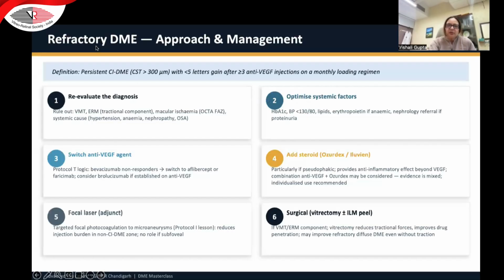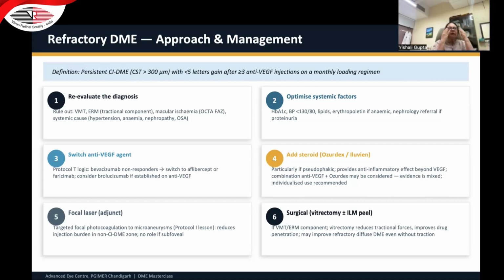Now, this is something you will call refractory diabetic macular edema, which means you have persistent clinically center involving DME with less than 5 letter gains after more than 3 injections have been given every month. What should you do? First is take a pause, re-evaluate. Is there any tractional component which was missed in the first go? What is the status of the macula, and what is the systemic cause? Optimize those systemic factors. Many of these new drugs, like glitazones, will not allow macular edema to go away.